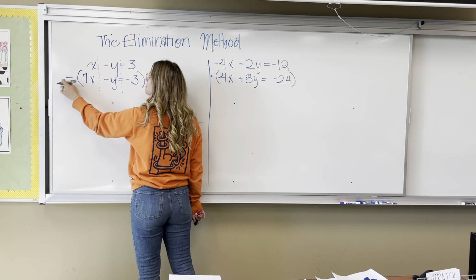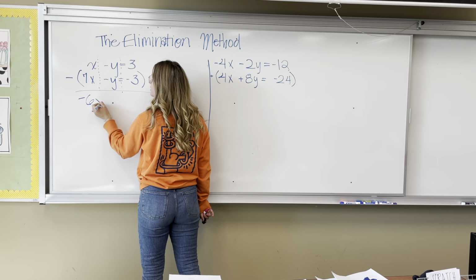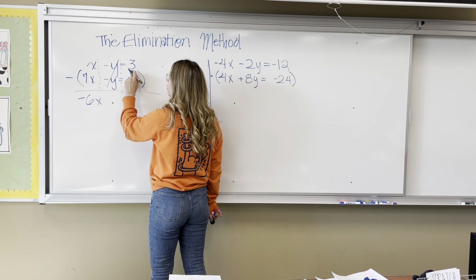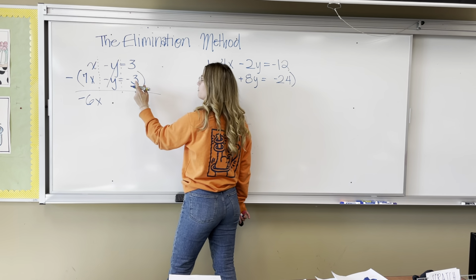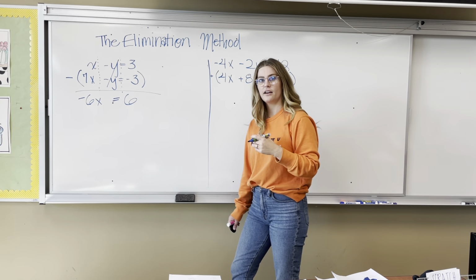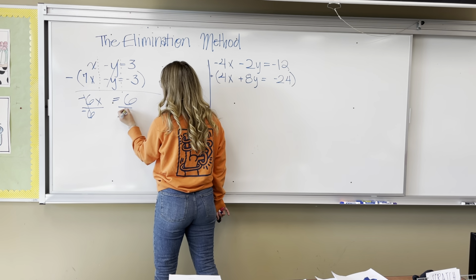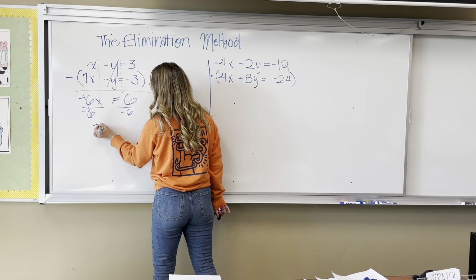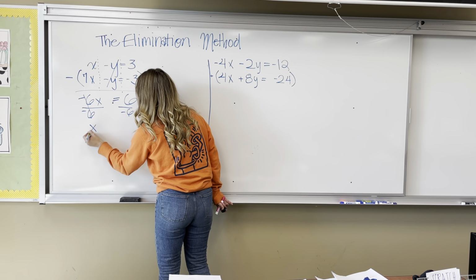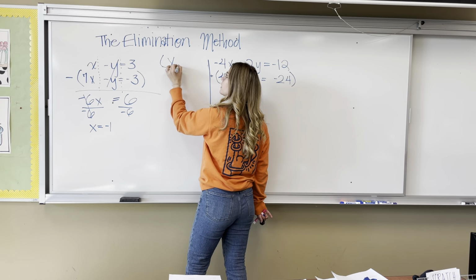So, x minus 7x is negative 6x. Negative y minus negative y is 0. 3 minus negative 3 is positive 6. Okay, now solve for x. x equals negative 1. So again, we're always looking for a coordinate.